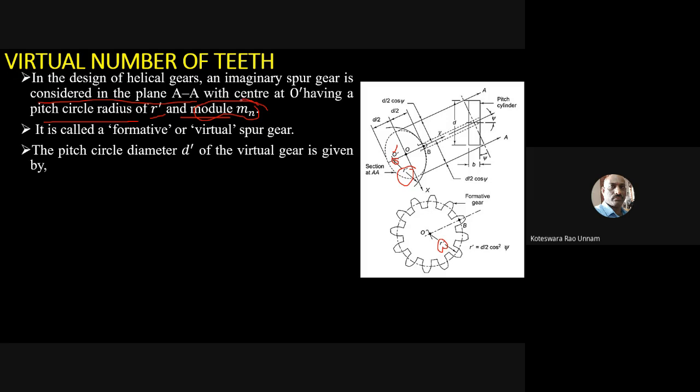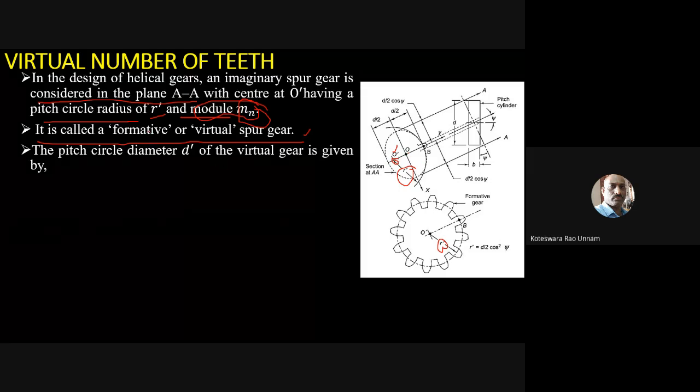And you are considering the normal module, not the module, you are considering the normal module. So it is called a formative or virtual spur gear. Therefore, what I said is an equivalent spur gear, but in terminology they are calling it formative or virtual spur gear. Why is it virtual? Because actually it is not a spur gear. We are converting that into an equivalent spur gear. Because the actual one is a helical gear, since we are converting that into some equivalent one, that's why we are calling it a virtual spur gear or formative spur gear.